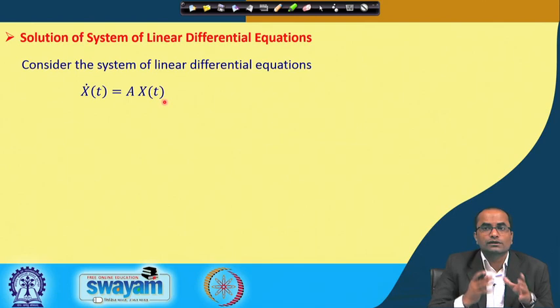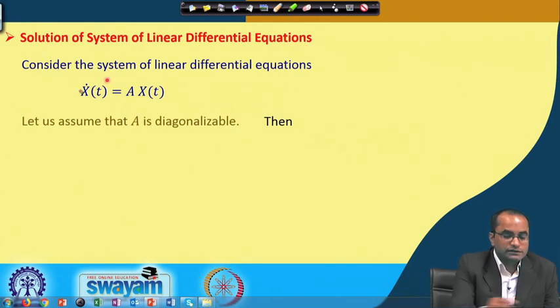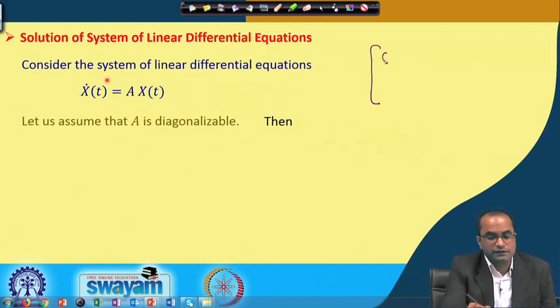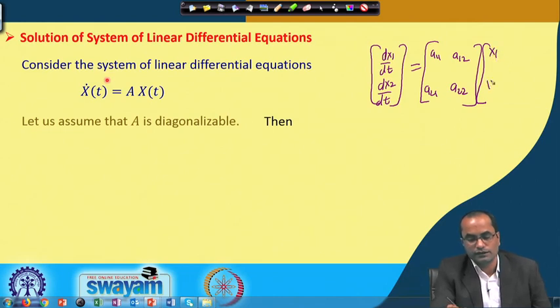System means we have more than one differential equation and their variables are coupled. So, here on the left-hand side we have the derivative terms, dx1/dt and, suppose we have two equations, dx2/dt, and on the right-hand side a matrix is given: a11, a12, a21, a22, and then the variables x1 and x2.